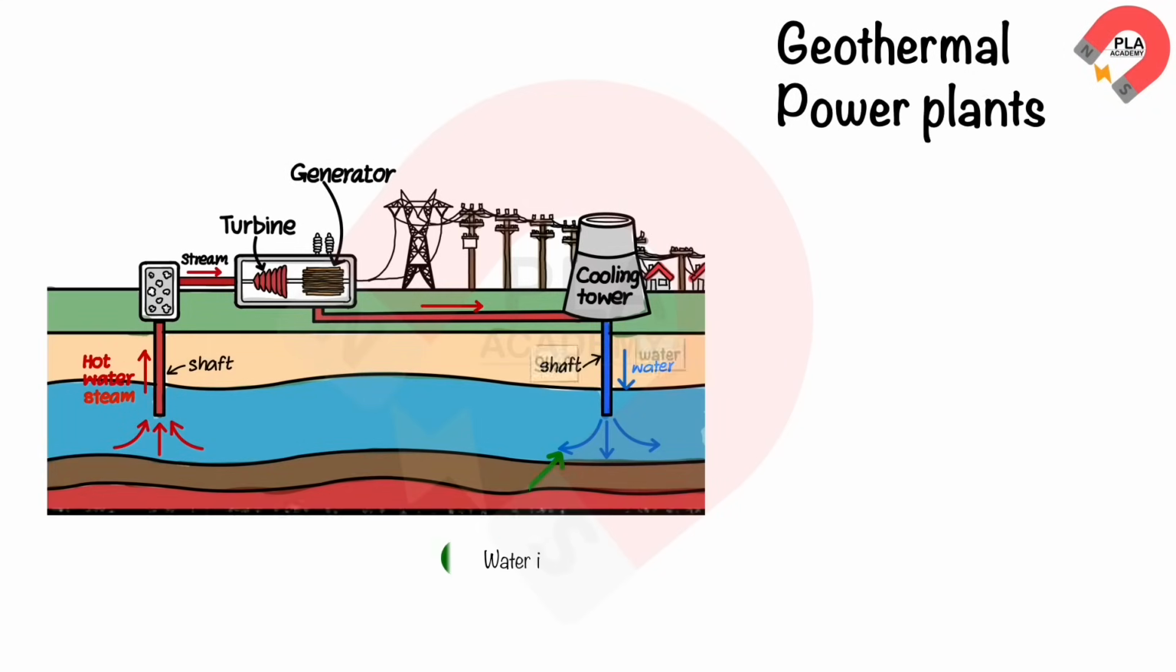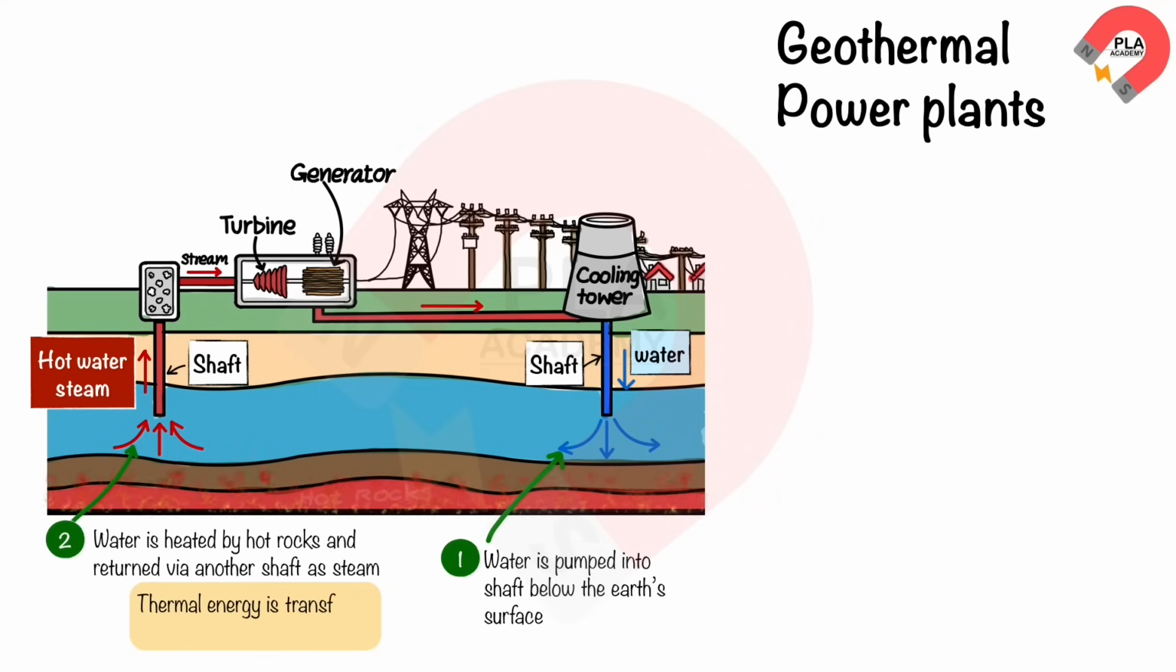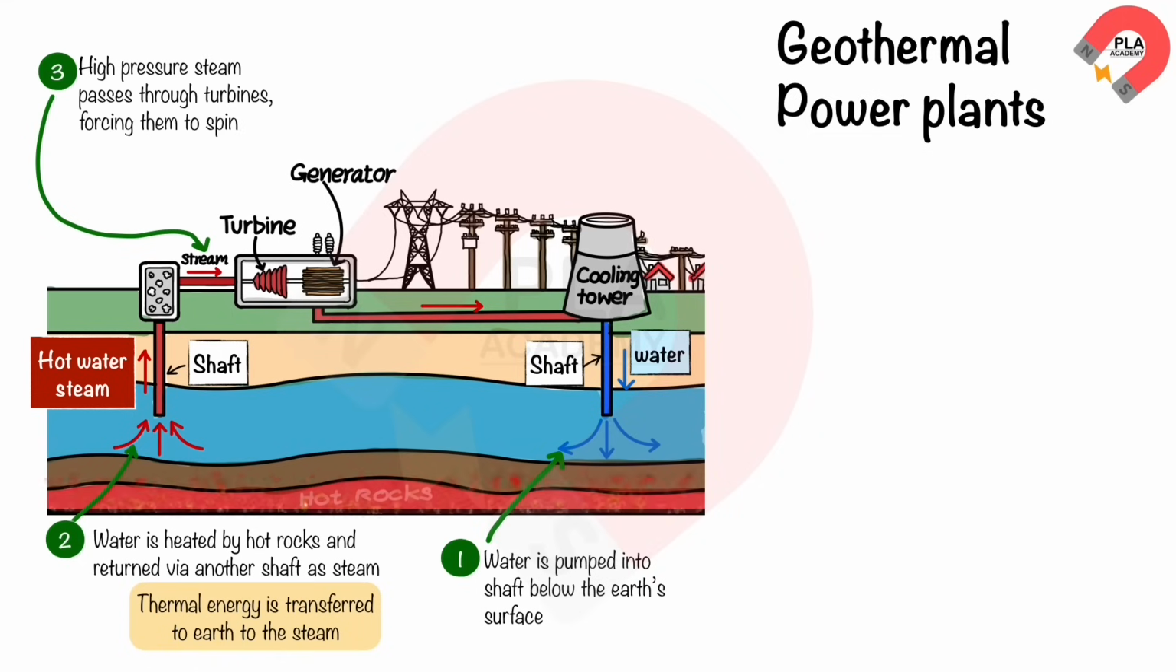Geothermal power plant. Water is pumped into shafts below the Earth's surface. Water is heated by the hot rocks and returned via another shaft as steam. The thermal energy is transferred from the Earth to the water steam. The high-pressure steam passes through turbines and forces them to spin.